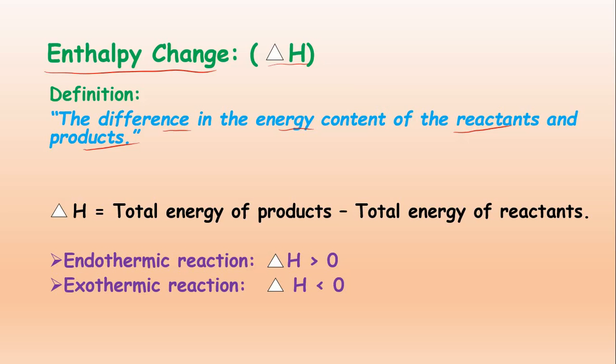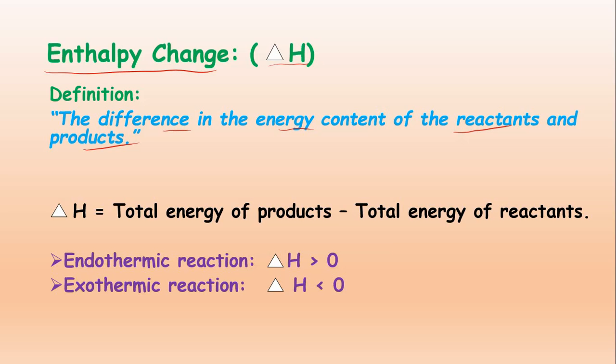However, when we compare this with exothermic reactions, in exothermic reactions, heat energy is released to the surroundings. So reactants react with one another to produce product. What will happen? Product will have less energy as compared to reactants, because heat energy was released to the surroundings. So here in an exothermic reaction, delta H will be negative.